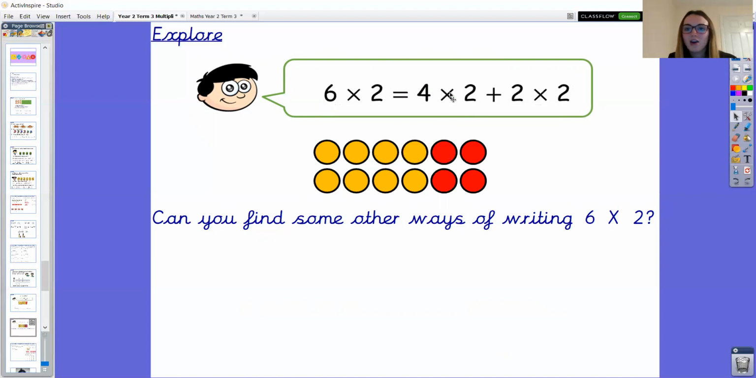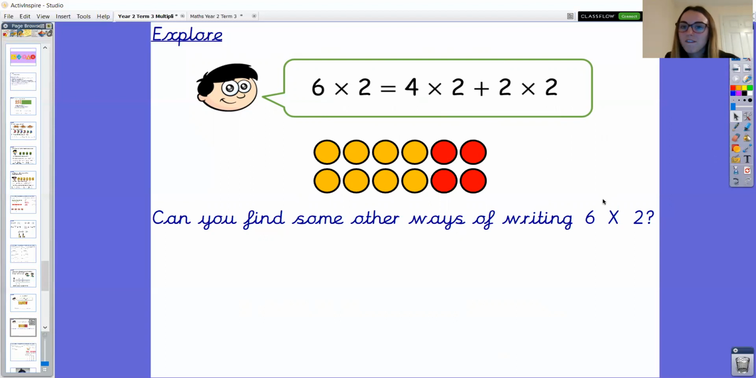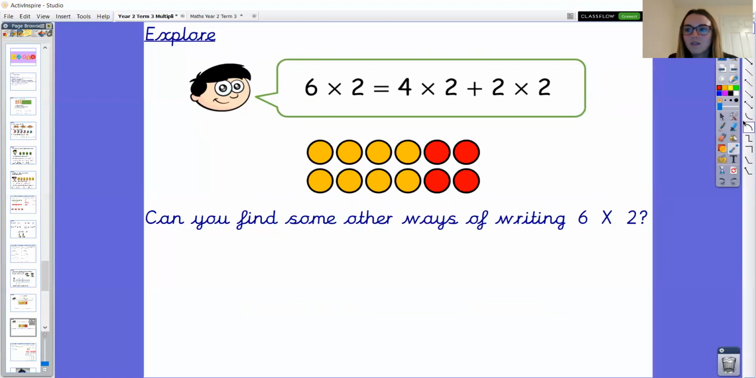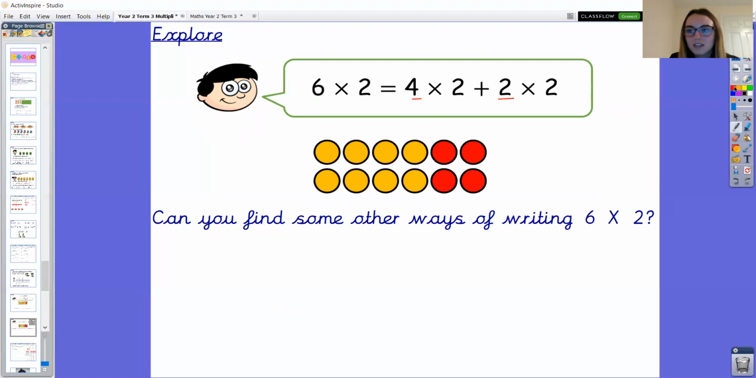Okay, so it says 6 times 2 equals 4 times 2, add 2 times 2. Okay, so very similar to the last question. Let's have a look at the lots of. We can see that there are 4 lots of 2, add another 2 lots of 2, which equals 6 lots altogether. Okay, so 6 lots of 2 equals 12, and we know that 4 lots of 2, as shown in the array here, add 2 more lots of 2, still equals 12.